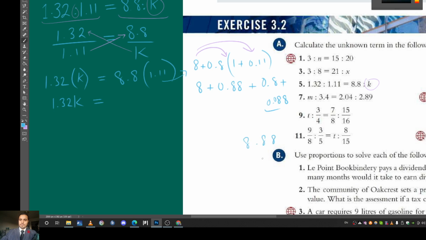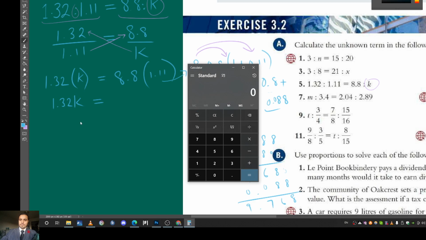And then adding these, 8.88 plus 0.80 would be 9.68, plus 0.088, which is going to be 9.768. I don't know if this is correct. Let's look at a calculator. 8.8 times 1.11, 9.768. Okay, good.